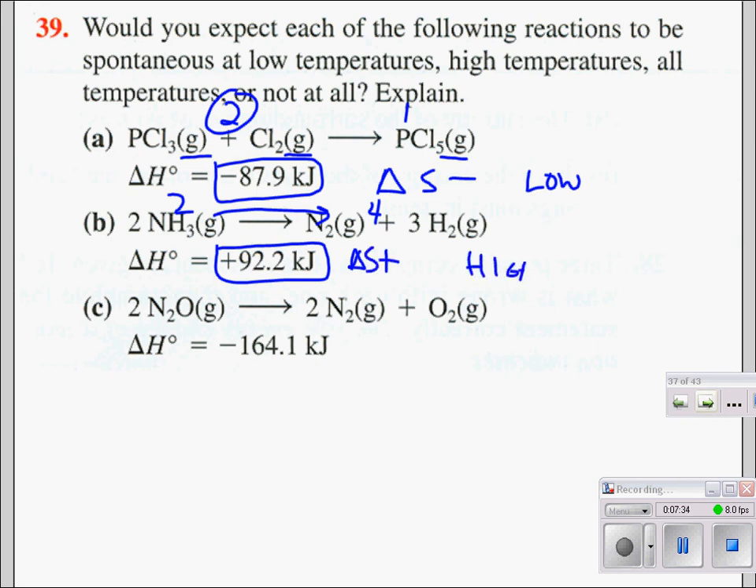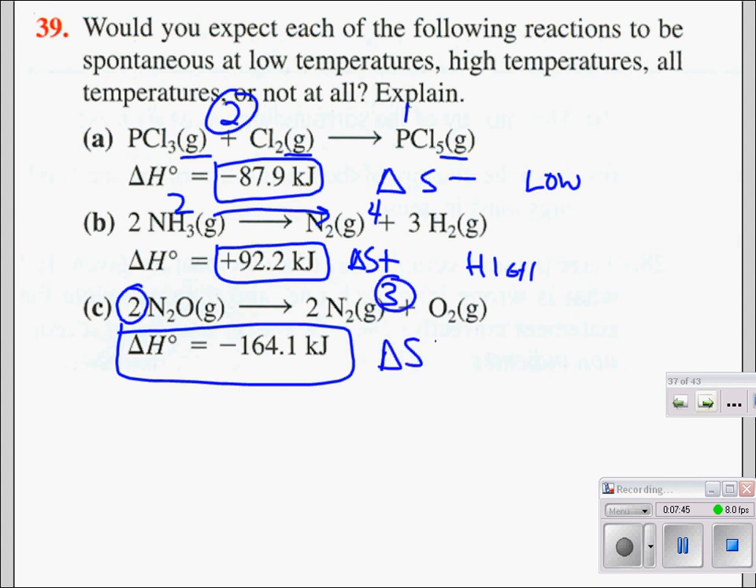Last one, delta H is negative. Delta S, 2 moles on this side, 3 moles of gases on that side. Delta S is positive, and that's the situation. This thing is always spontaneous. And that's how you predict, based on a chemical reaction.